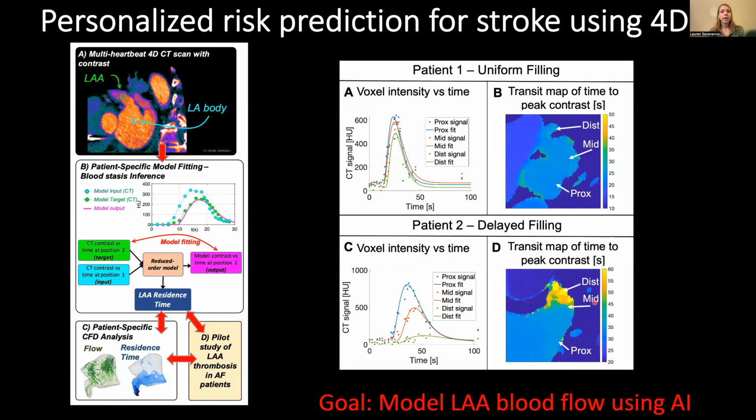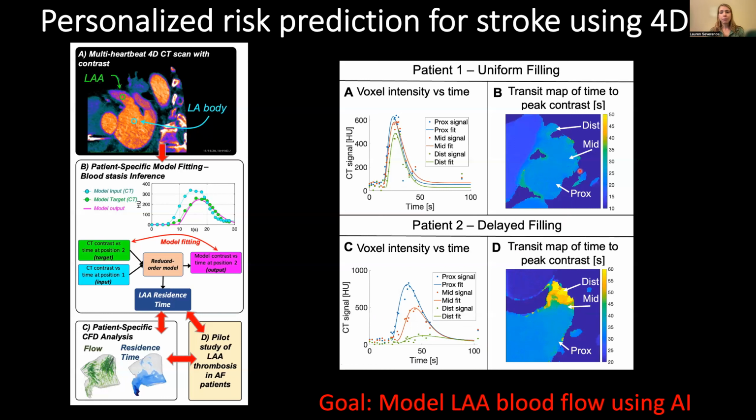For example, here on the bottom right is a cross-section through the left atrial appendage of a patient, and the brightness of this map is proportional to how long it takes for contrast to reach its peak intensity in each pixel. We see that this distal part of the appendage is yellow, meaning there's a delay in filling, whereas the appendage for this patient on the top fills relatively uniformly. And this could be really valuable information for patient-specific risk prediction.